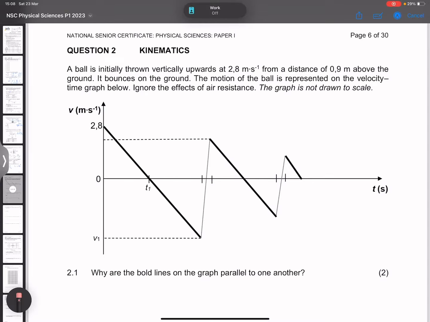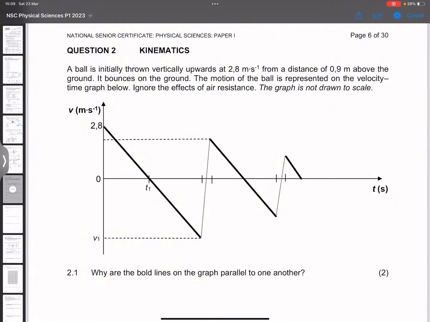And now we start with question 2, all right? They say to us, we've got a ball which is initially thrown vertically upwards at 2.8 meters per second from a distance of 0.9 meters above the ground. It bounces on the ground. The motion of the ball is represented on the velocity time graph below. Ignore the effects of resistance. The graph is not drawn to scale.